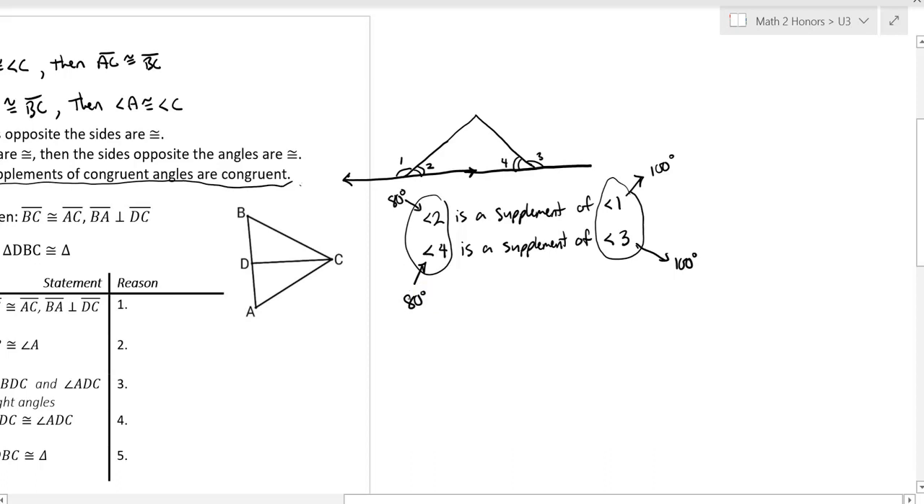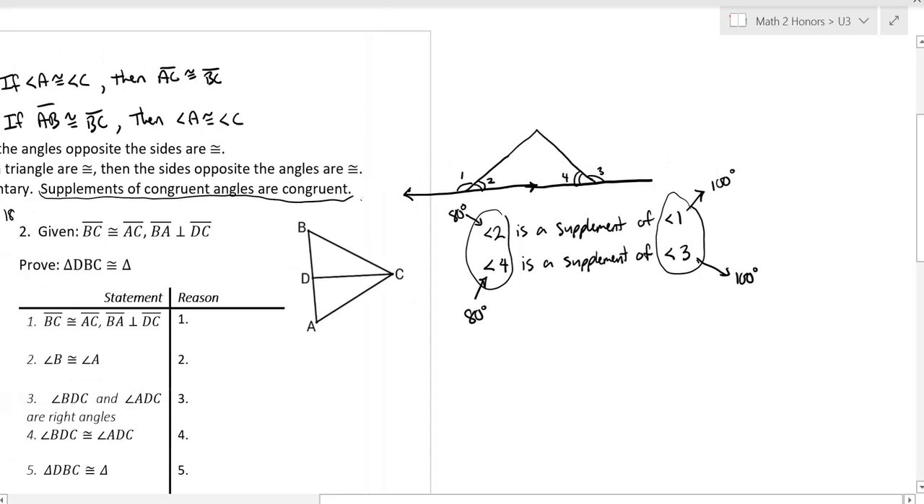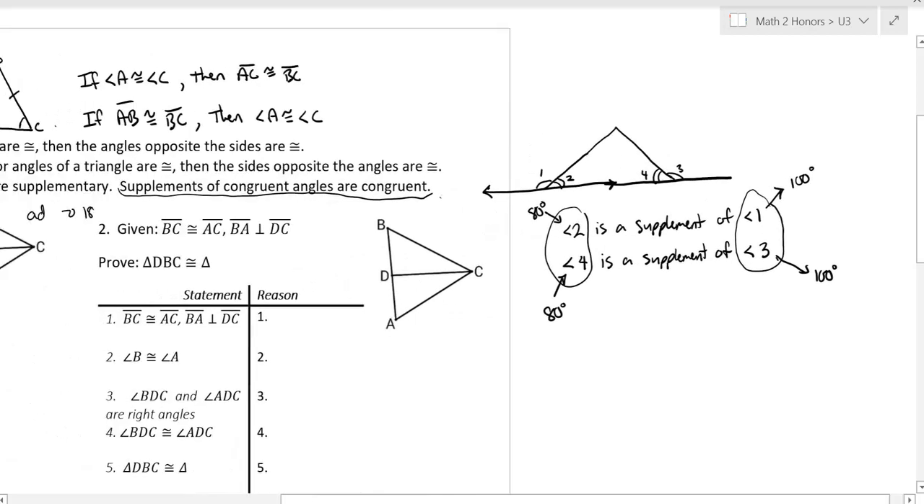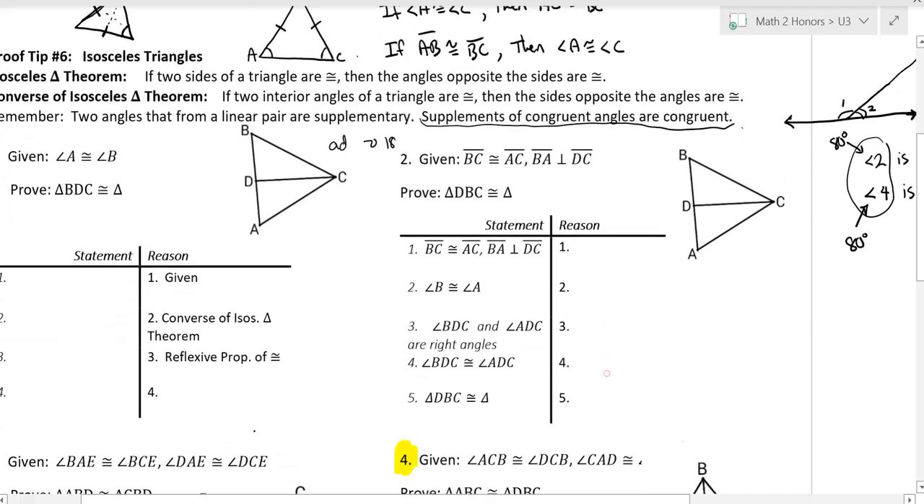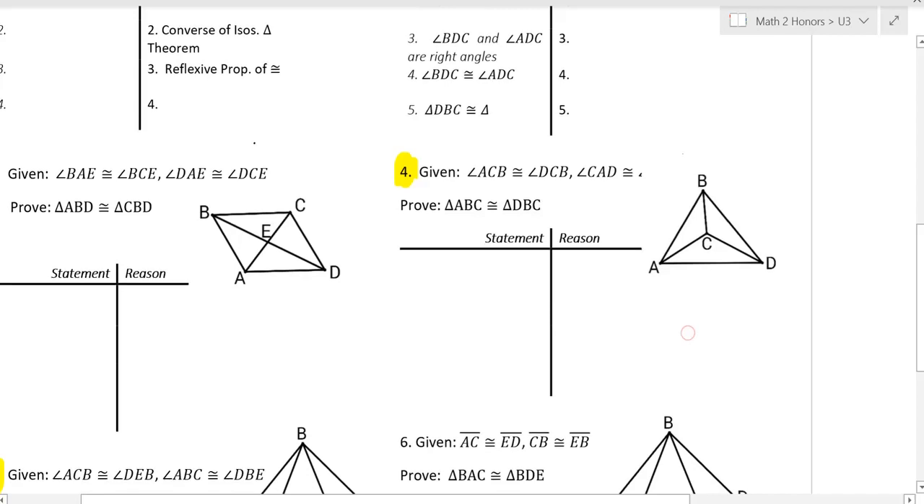So it's some fancy language, but the ideas are not too complicated. Again, two angles that form a linear pair are supplementary, and supplements of congruent angles are congruent. So we're going to use all these pieces in some proofs. So let's take a look at number 4.